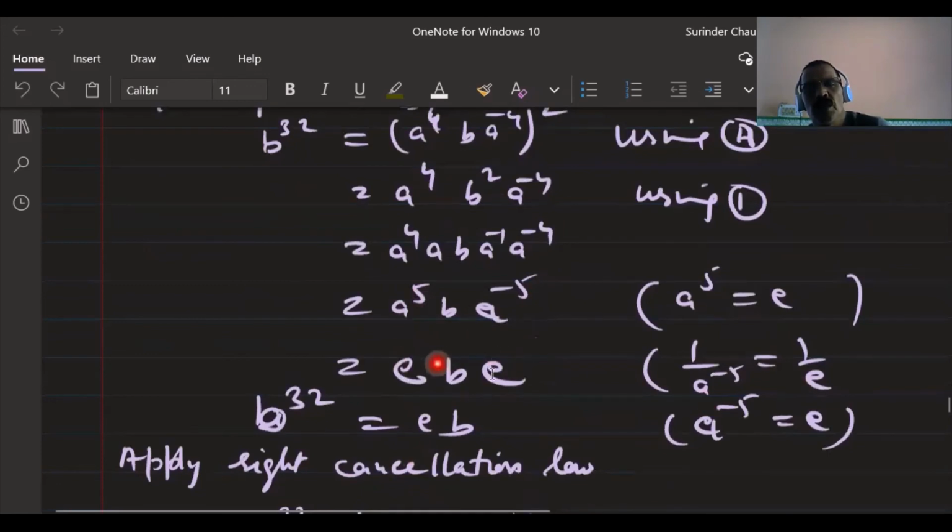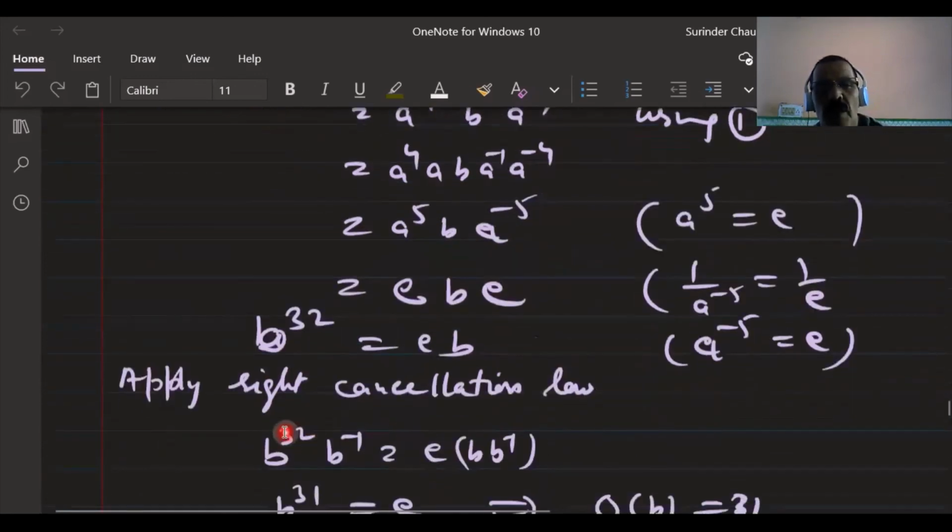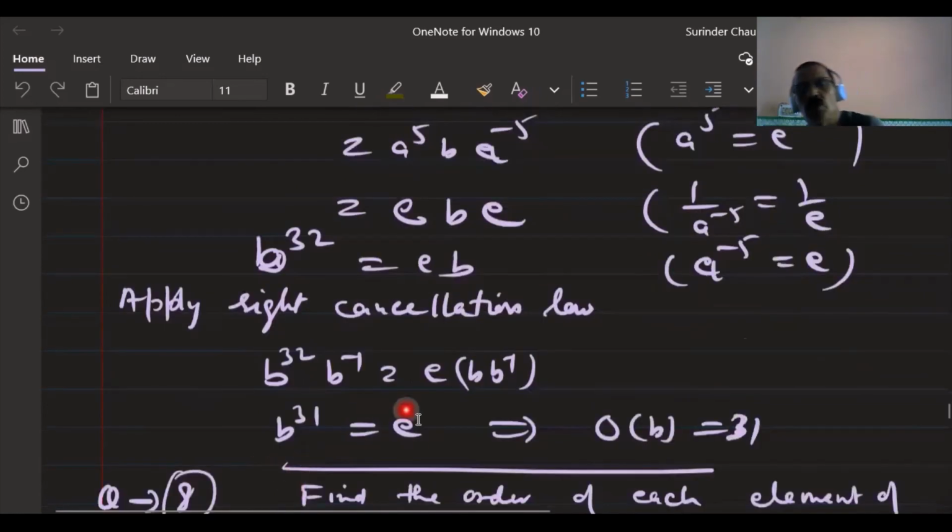This is equal to B, B is equal to B into E, B inverse B is equal to B, applying right cancellation law. Therefore, B inverse into B into B is equal to E, B raised to 31 is equal to E, which implies order of B is 31.